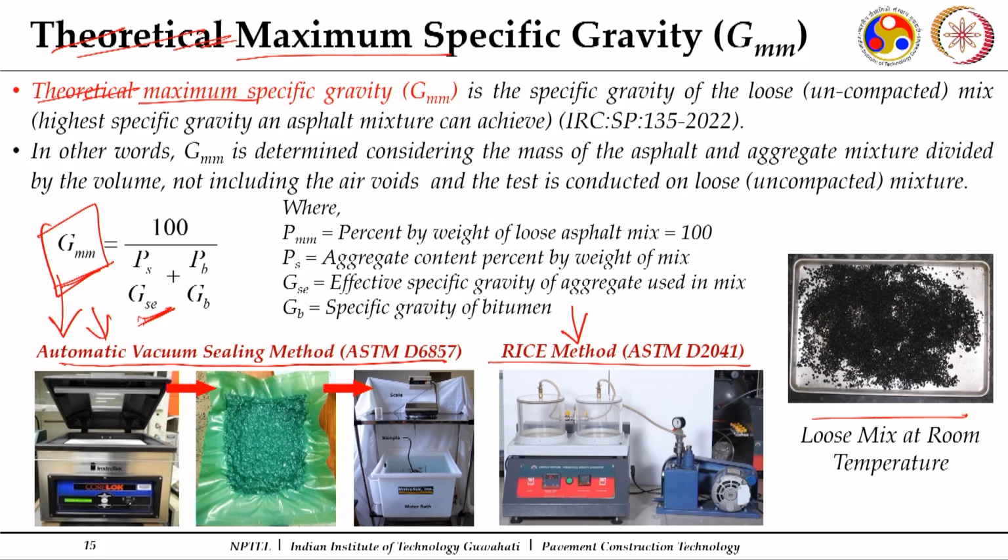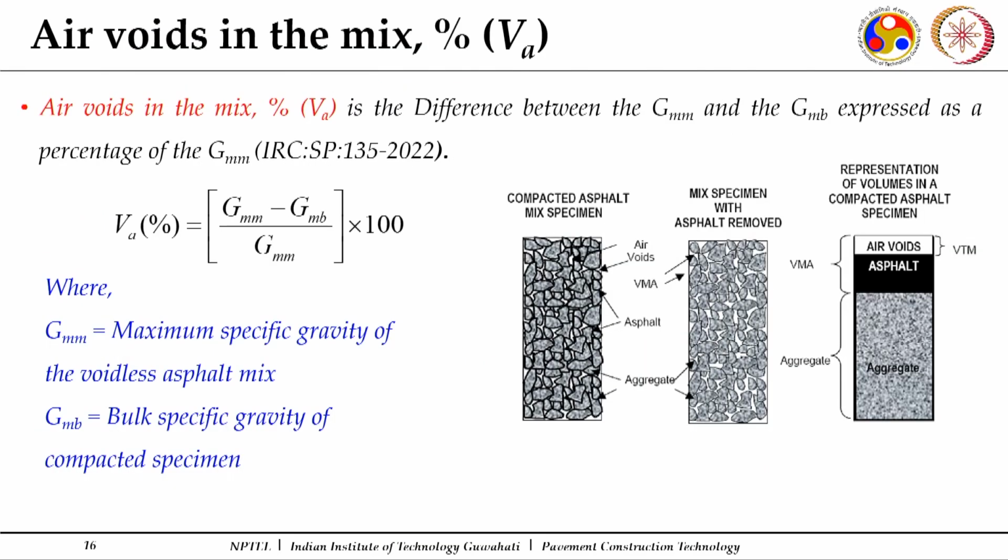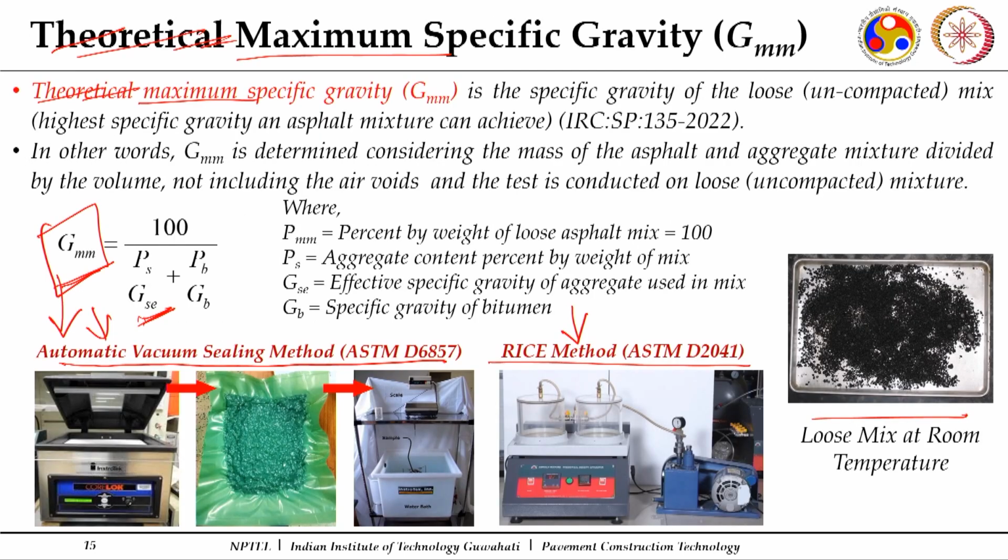Once I am able to get it at one binder content, at other binder contents I can do it without doing this exercise. So if I have GSE determined, this GSE will be in terms of the total amount of materials. This is explained in the coming slide also. I will give you PMM minus GMM, PB upon GB.